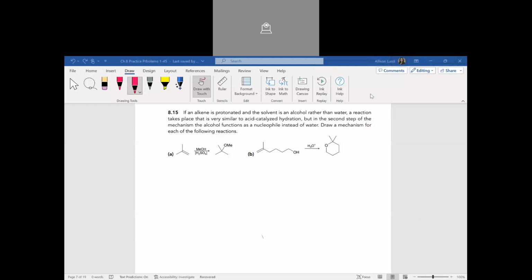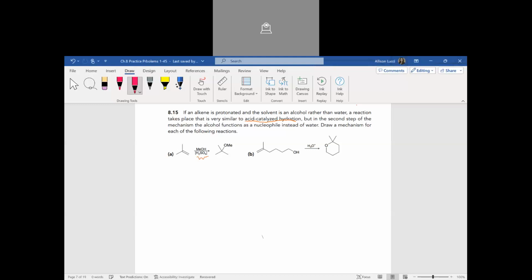In problem 814, we saw three reactions that had similar reagents in an acid-catalyzed hydration. So now with this problem, we reference that a similar mechanism will occur when a solvent of alcohol is used rather than water. So we're going to see a very similar mechanism, and we're asked to draw a mechanism for each of these reactions here.